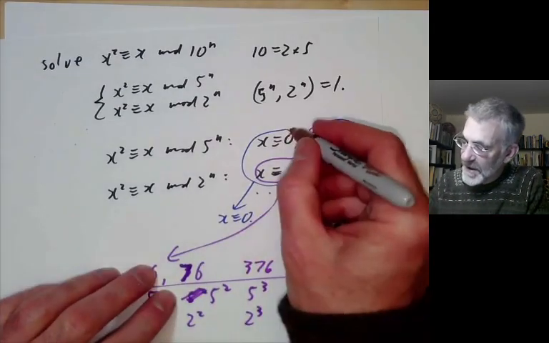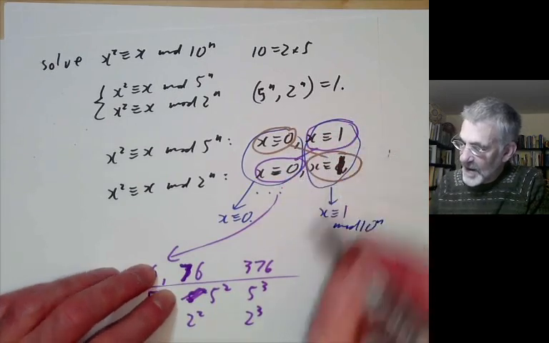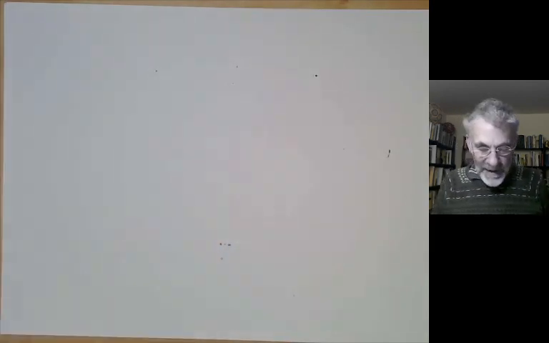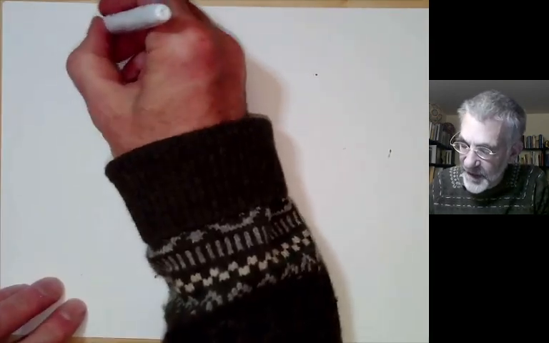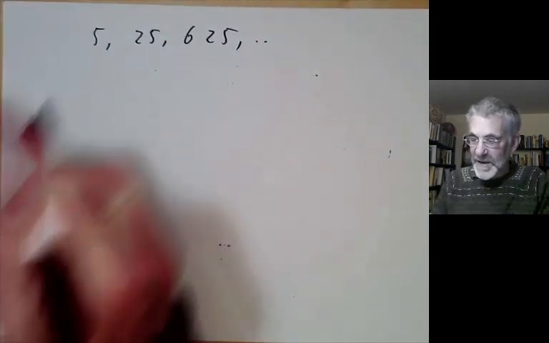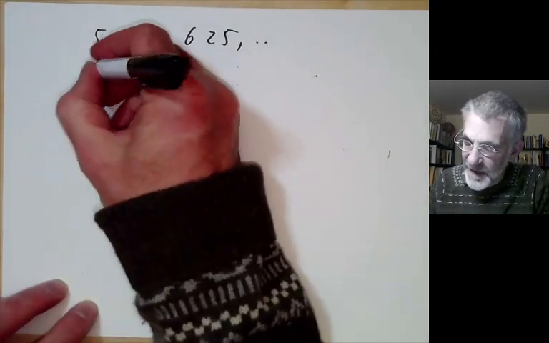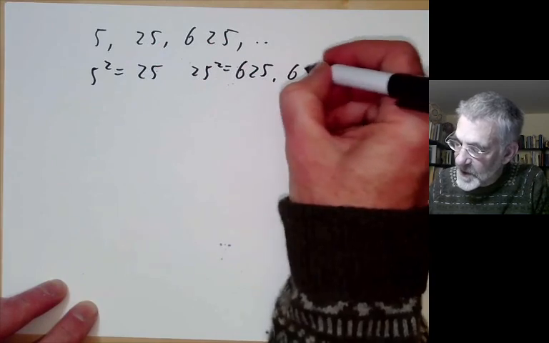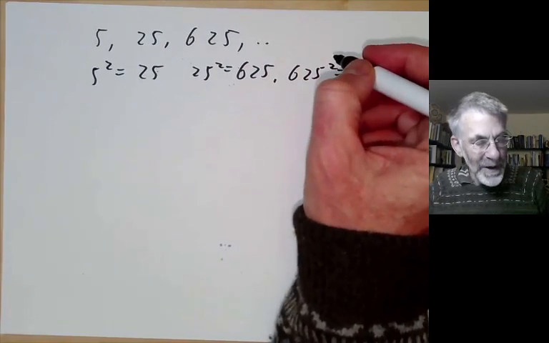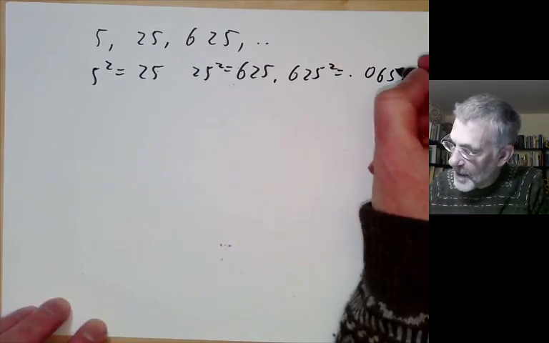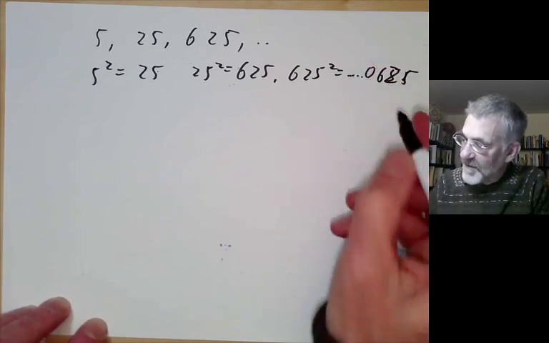We can also get the other solution by taking the other cross ratio. So we can take x congruent to 0 modulo 5 to the n, and x is 1 modulo 2 to the n. And that gives us another set of solutions which look like 5, 25, 625, and so on. There's actually another way of producing these particular solutions. We can just keep squaring. So 5 squared is equal to 25. 25 squared is equal to 625. 625 squared will be equal to something where we only care about the last few digits of. So it'd be 0625 with some digits before that.